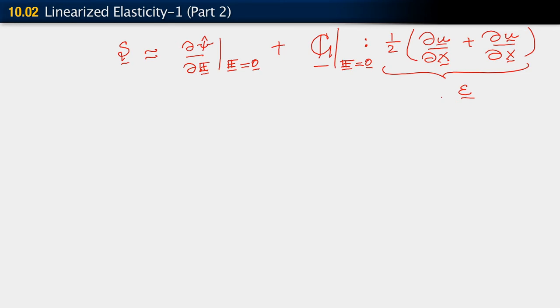For simplicity, let's just suppose that this term is 0, just for convenience. So now we have clearly S, nicely linear.